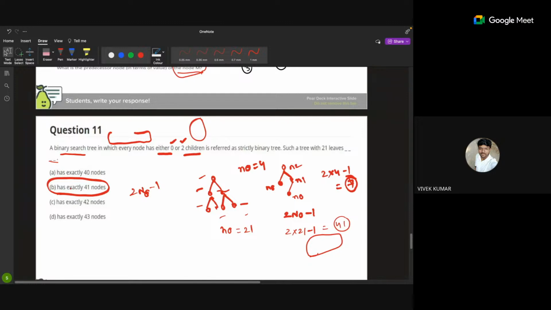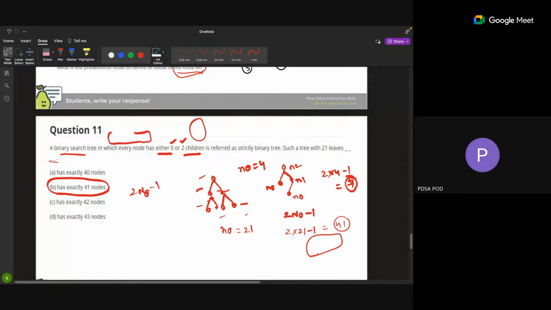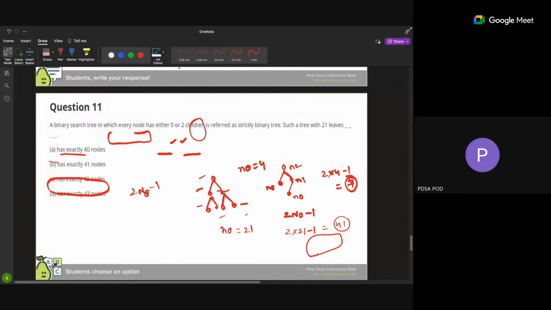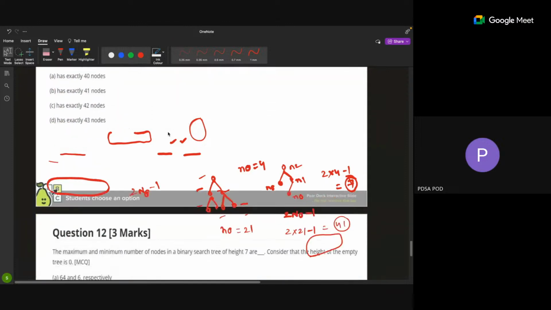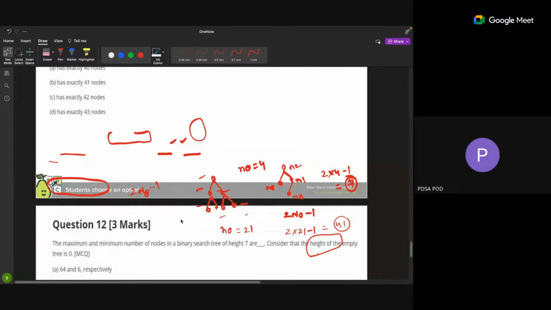So 2 into n0 means 2 into the number of leaves. N0 means the number of leaves. Because it's a strictly binary tree, they don't have a chance of having more than one. A node with one child is not there. Either 0 child or 2 child. So that is the last question in this.